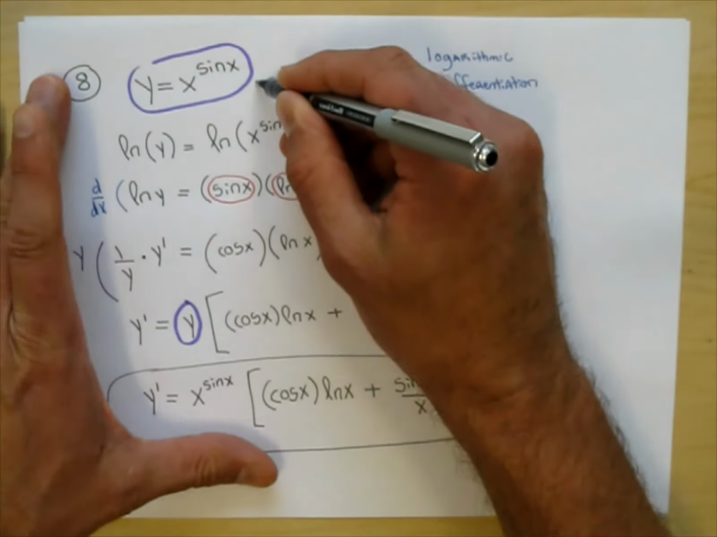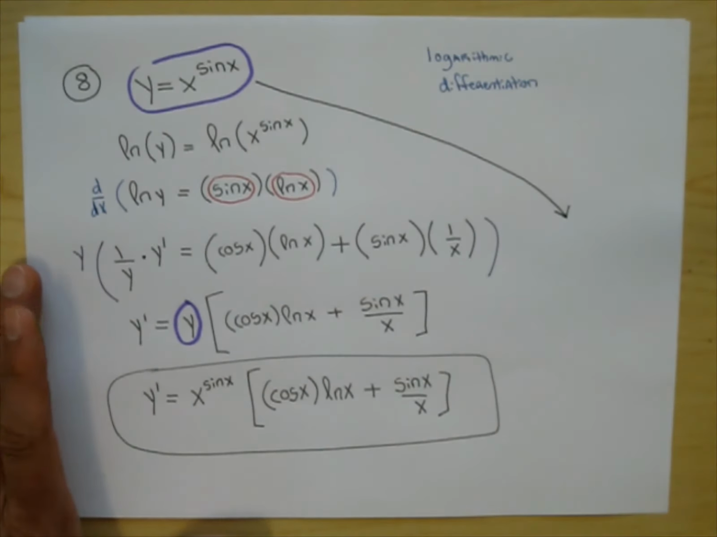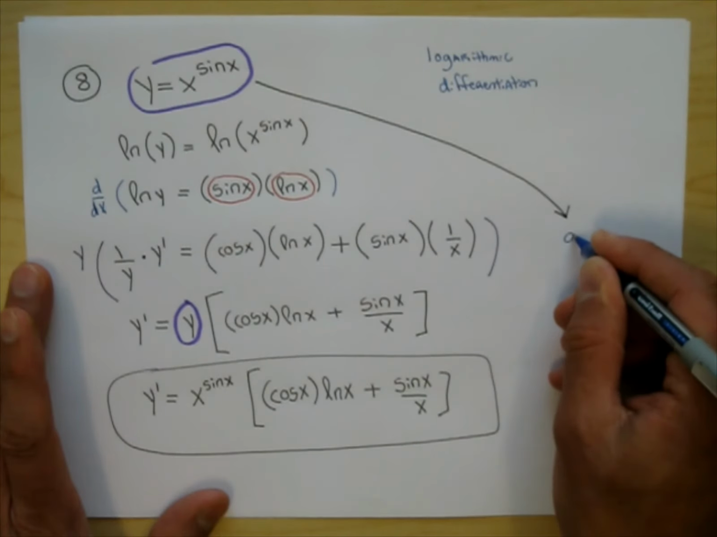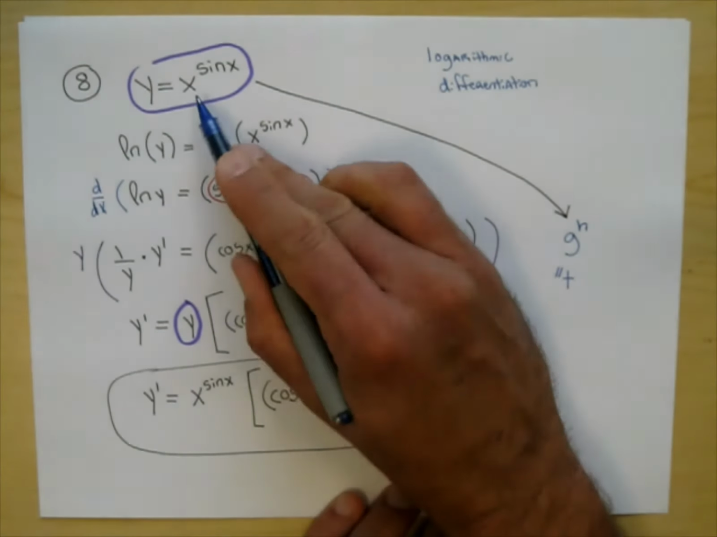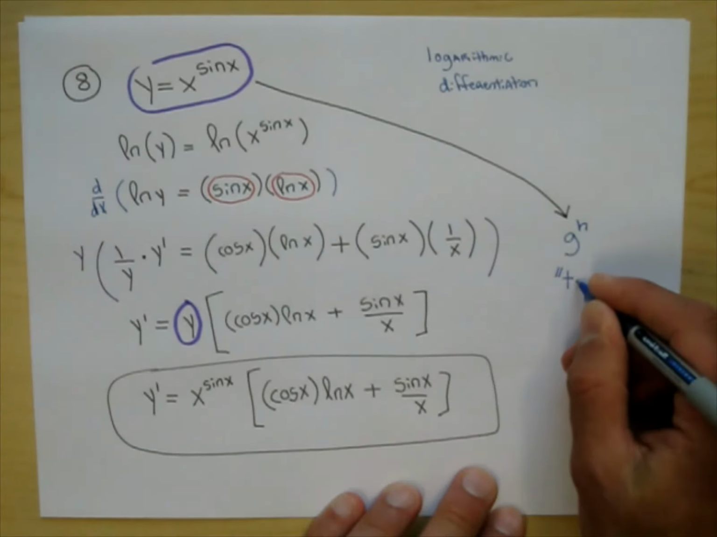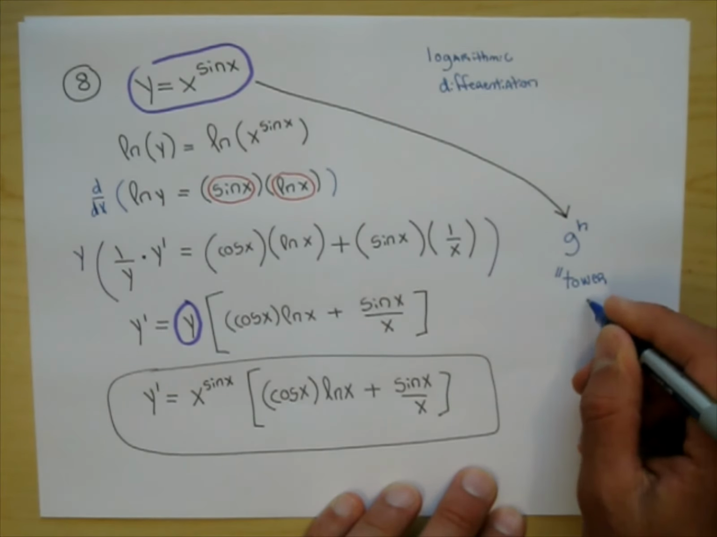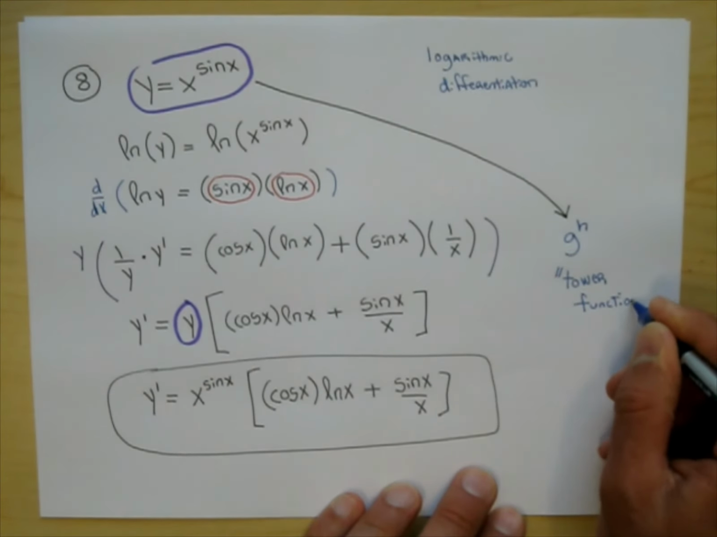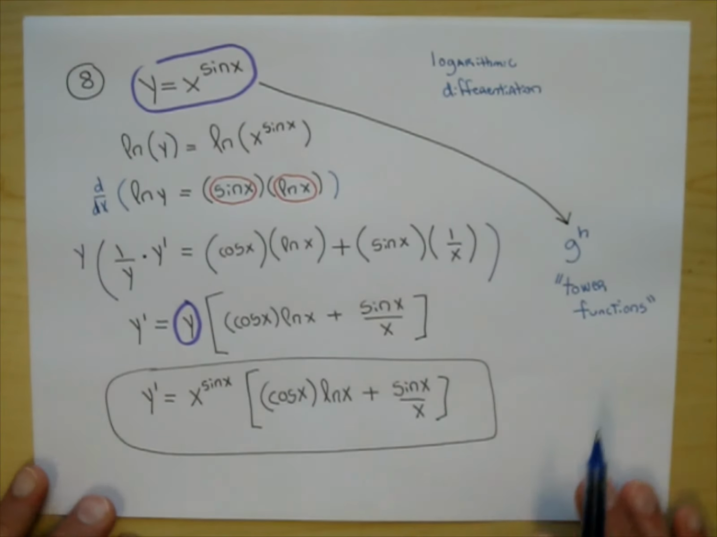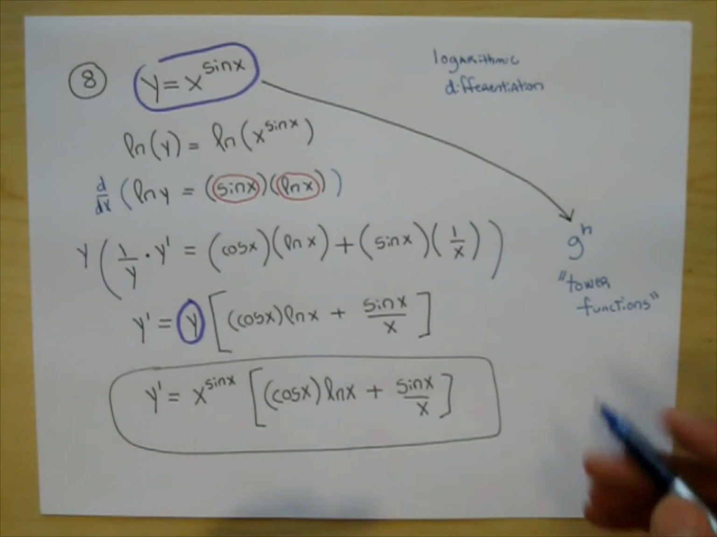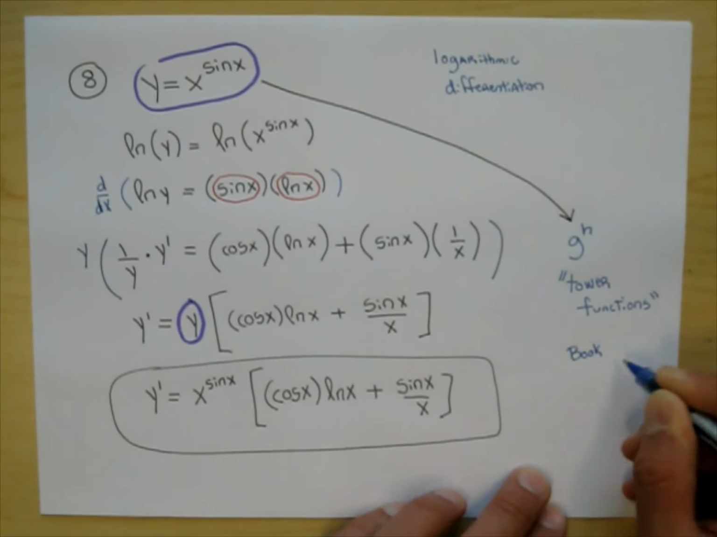Now, this function here has a form called g to the h. When you have a variable in the base and a variable in the exponent, your book's going to call them tower functions. It's just the word they use. In your book, they may give you another method. I don't want to overload you with methods. I think this method is the most efficient because it's going to work for more general things besides tower functions. So this is logarithmic differentiation. I just wanted to warn you that this is what your book calls them.